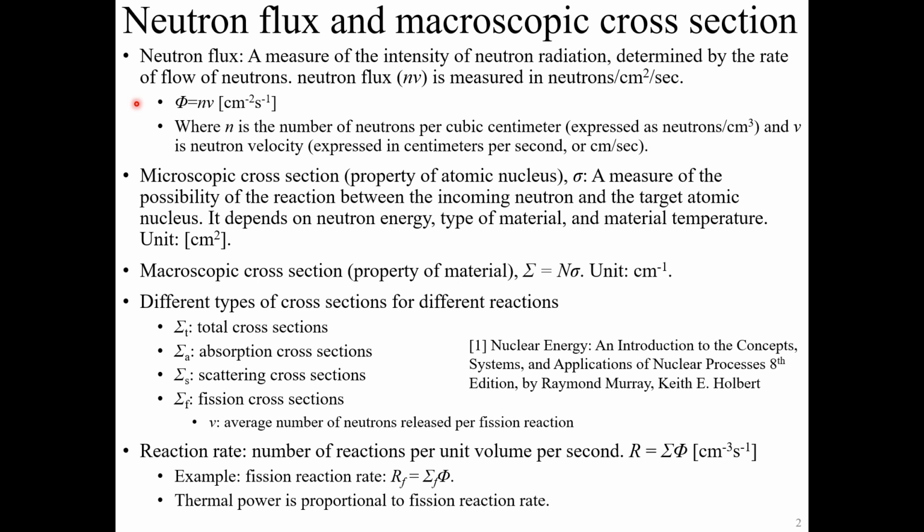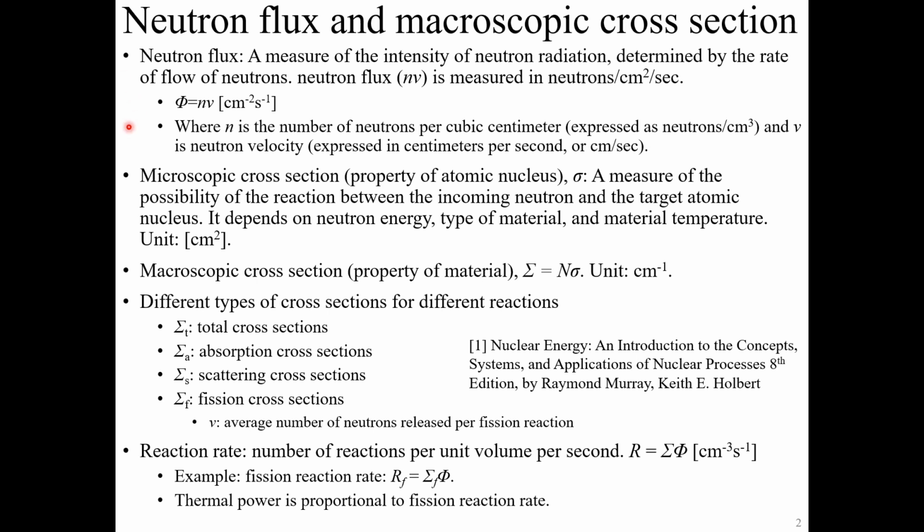We use the lowercase sigma to represent the microscopic cross-section. It is a measure of the possibility of the reaction between the incoming neutron and the target atomic nucleus. If this value is high, it means that it is relatively easy for the neutron to react with this atomic nucleus. This value depends on neutron energy, type of material, and also the material temperature. And the unit for this microscopic cross-section is square centimeter.